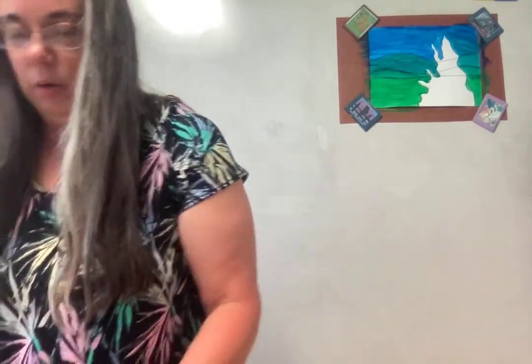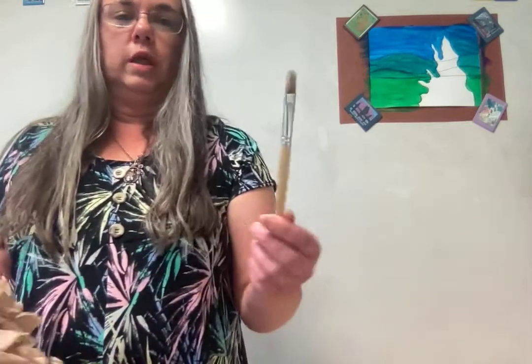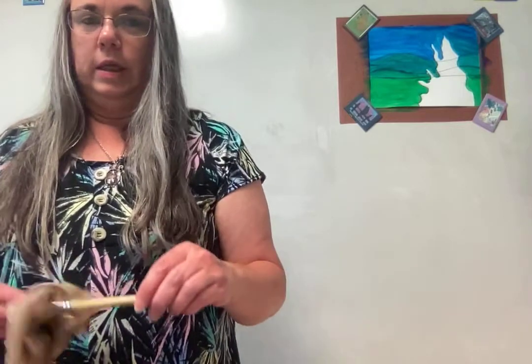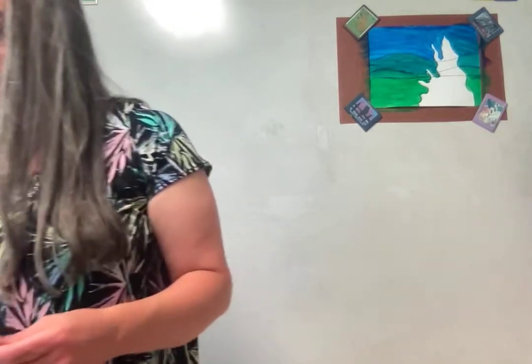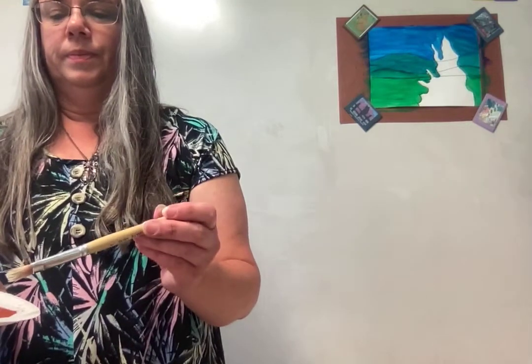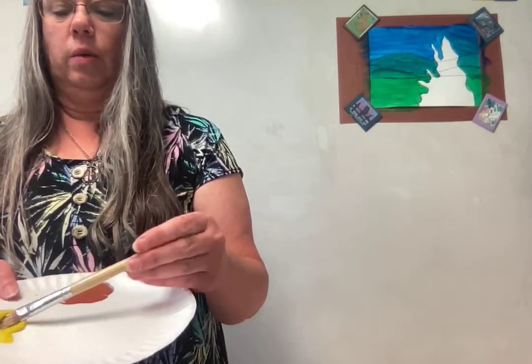So let's use a pretty good sized brush. I'm going to bring you a brush that's kind of like the one we used yesterday when we were painting the ground, the hills, and the sky. And we're going to use some brown paint. Actually, no. First, we need to use yellow, and I will show you why.